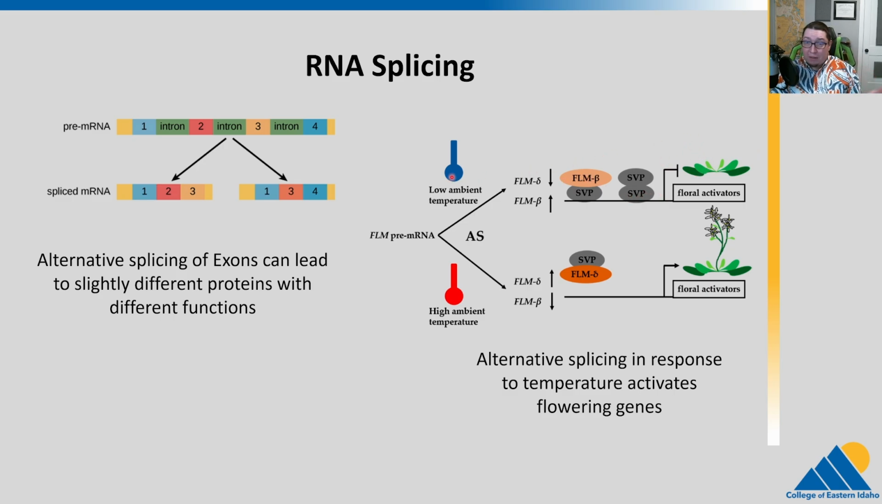Now, that makes a lot of sense, right? Under low temperatures, you don't want to be producing flowers. Maybe it's winter and there's no pollinators around. Very wasteful to make your flowers. Under higher ambient temperatures, though, it gets spliced into the delta version and pushes flowering forward, leading to flowers occurring. So RNA splicing here is impacting the phenotype that we're getting.